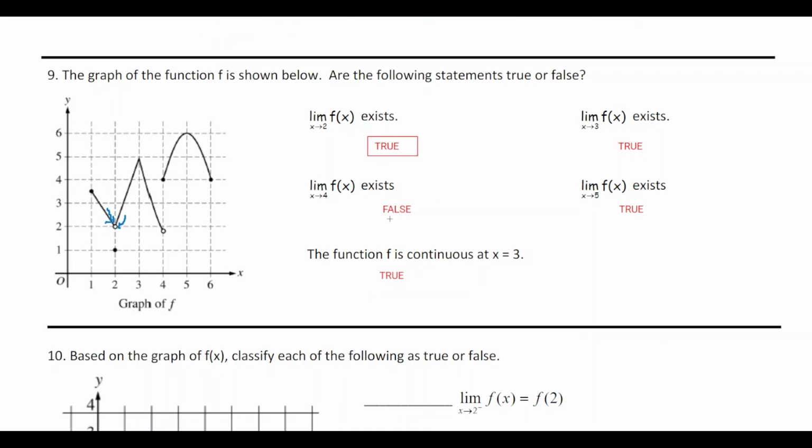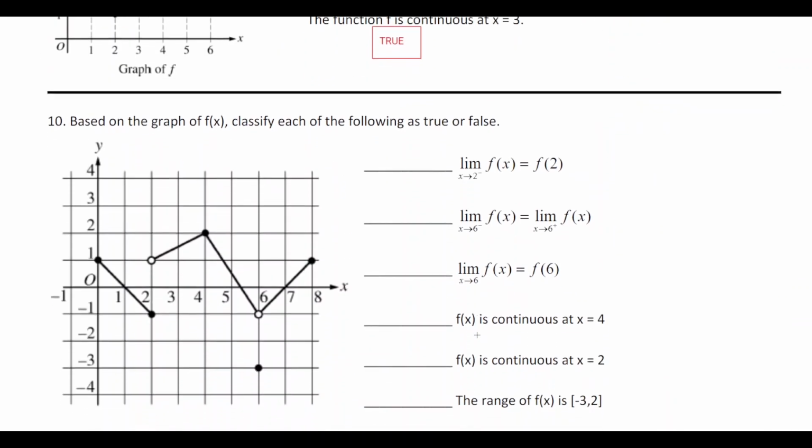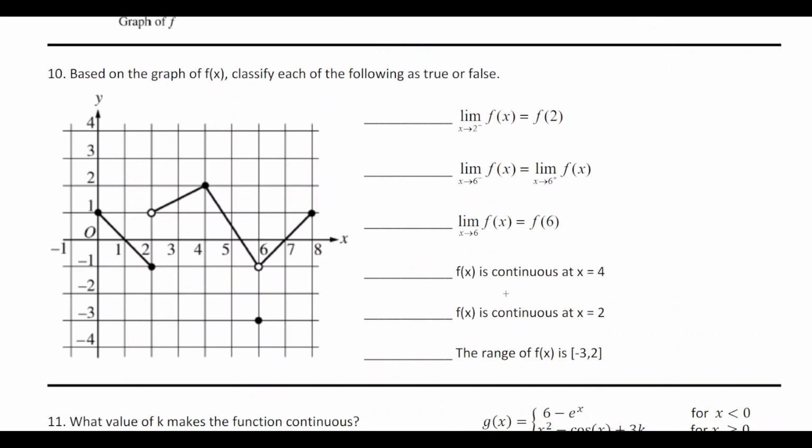All right, so number 10 is asking you to look at the graph and answer a bunch more true-false questions. There are quite a few here, so that's all right. It says the limit as x approaches 2 from the left is equal to f of 2. Let's see if that's actually true. As I approach x equals 2 from the left, I'm approaching -1. So the value of this is -1, and the value of f of 2 is also -1. These two things are equal, so we're going to say true.